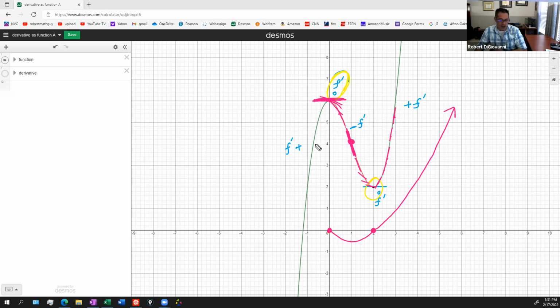And then on this side, I have, again, a tilting over. These are positive slopes, but as I move to the left, these positive slopes get steeper, right? Which means my derivative must be getting bigger and positive. So my derivative must go like this out to the left.